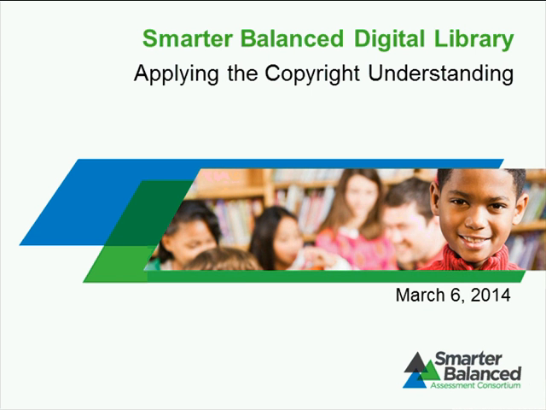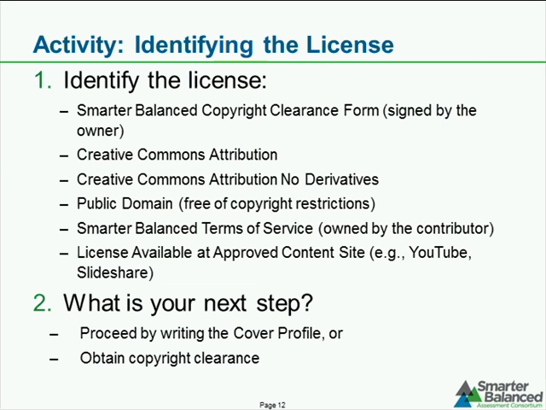Now let's work on applying some copyright understanding. The number one thing when you're getting ready to compile or submit your resource is you want to identify the license. You want to make sure, if it was required, you have the copyright clearance form signed by the owner of the resource, or it is a Creative Commons attribution, or it is a Creative Commons attribution with no derivative. If it's public domain, that means it's free of copyright restrictions, and that's okay to put up.